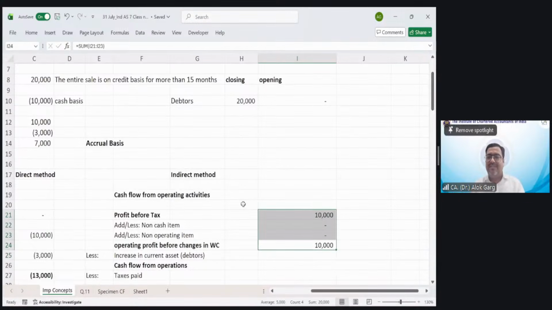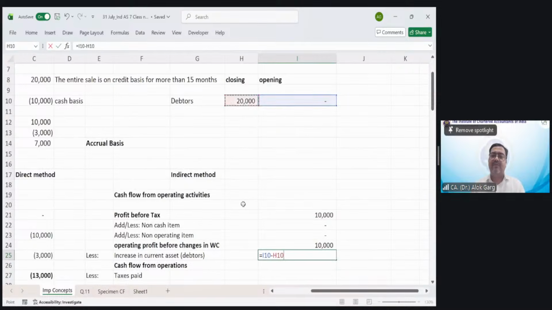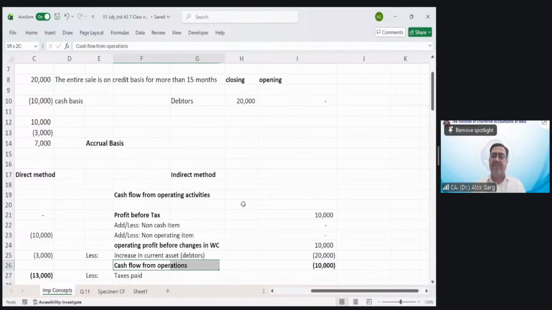This portion is coming from the accrual concept, right? So now you have to reach at the cash. So how will you reach at the cash? You have to do the adjustment. So increase in current asset, which is debtor, has to be deducted. Opening minus closing: minus 20,000 crores, right? Now, this plus this will give me the cash flow from operations.